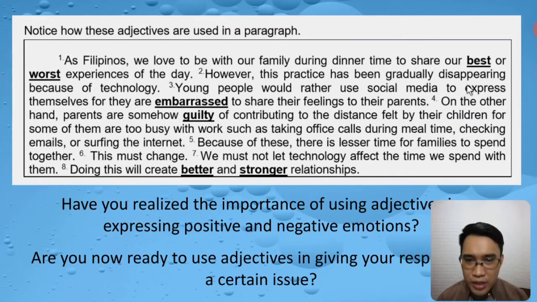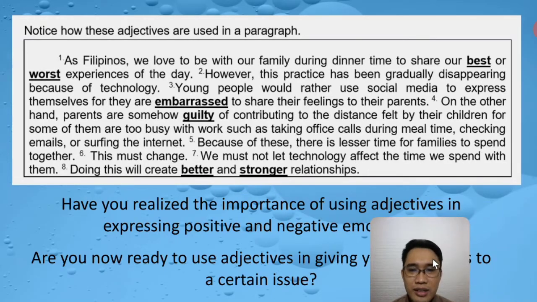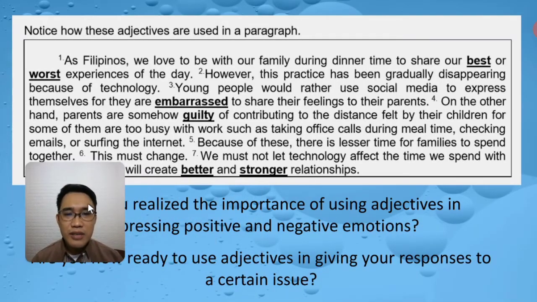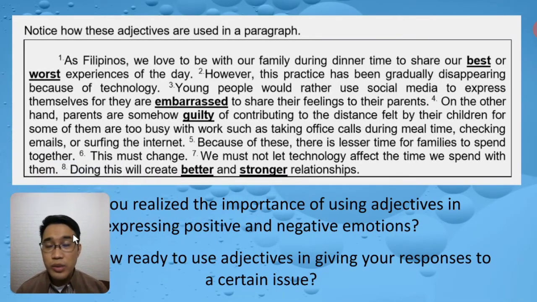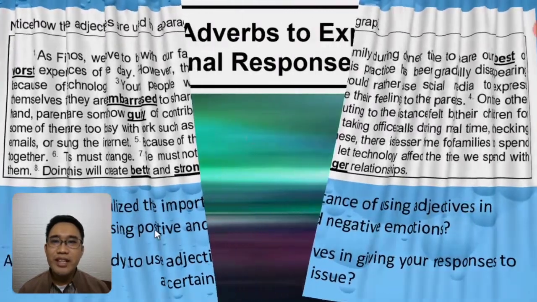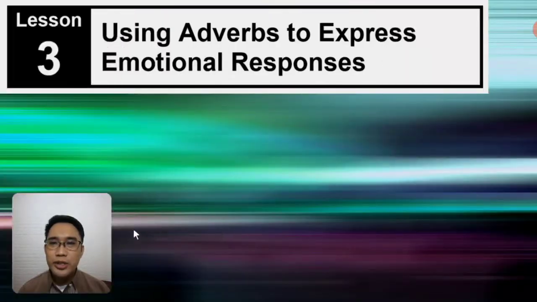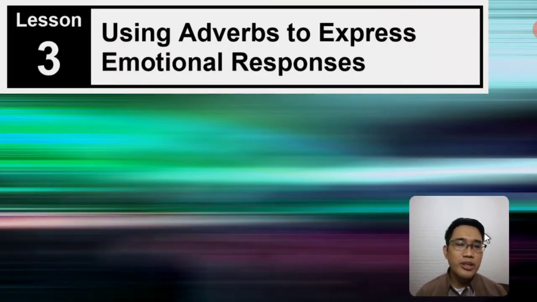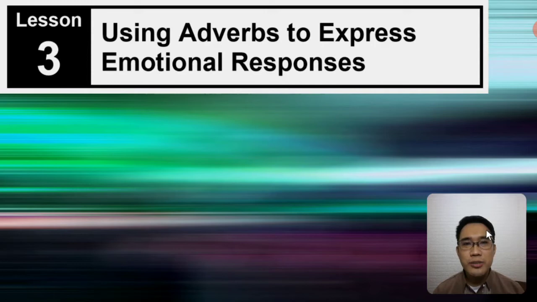Best is a positive emotion. Worst, quite negative. Embarrassed as well as guilty. But better and stronger are both positive emotions. So we can now use adjectives in giving responses to a particular issue, whether our response is positive or negative. We're finished with the first two parts of speech that we can use to express emotional responses.